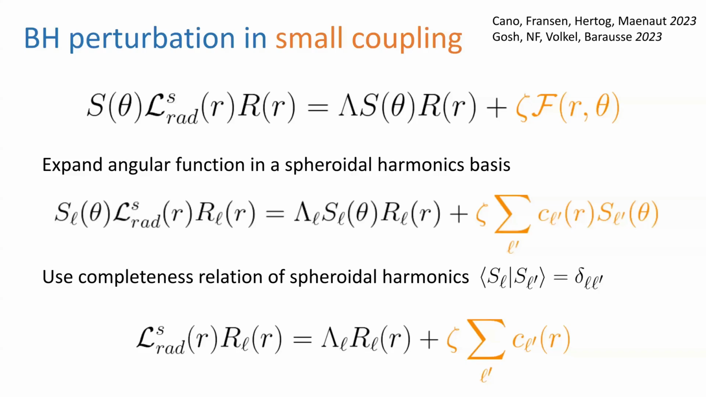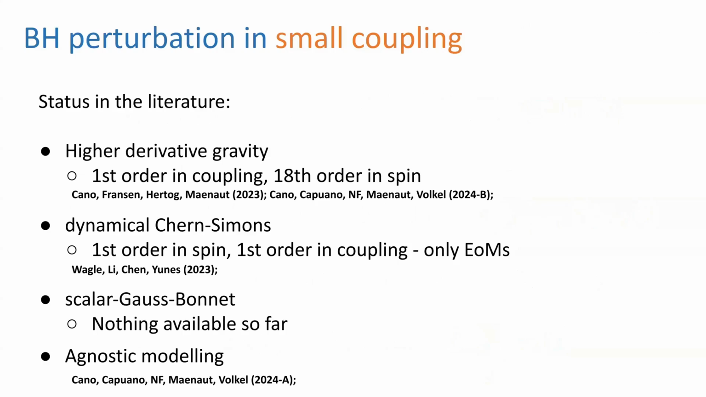But here we are truncating at first order in zeta. So in the end, only these terms here survive. Meaning that with the assumption of zeta being small, it is actually possible to decouple the radial and the angular equation.